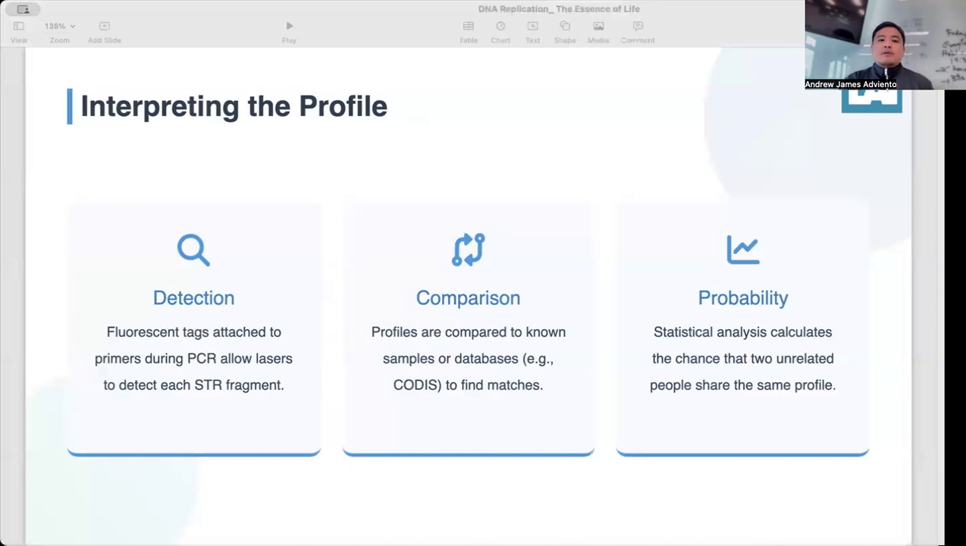Now, how do we interpret the profile? So once sorted, we use lasers to read fluorescent tags on the DNA. This gives us a digital readout. So a series of peaks or bands. We then compare these peaks to a database. If the peaks at all 20 locations match a suspect, we have found the person that we are looking for.